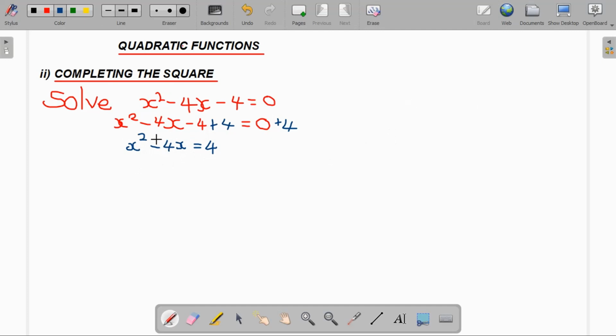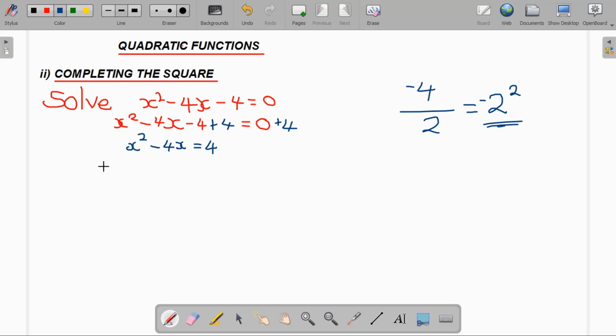We are going to get this number, which is -4. That's the coefficient of x. So -4, and then we divide by 2, which will give us -2. When we find this -2, we're going to square it. So that's the (-2) squared. And then we get this (-2) squared, we're going to add it to both sides.